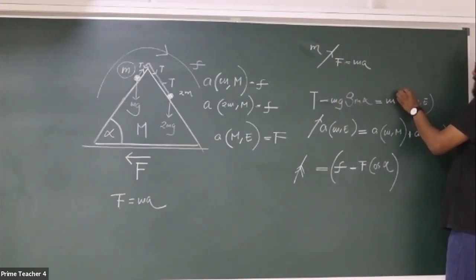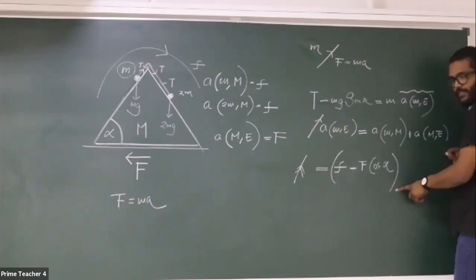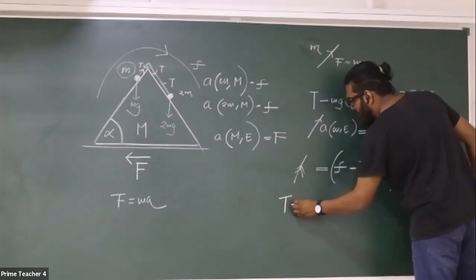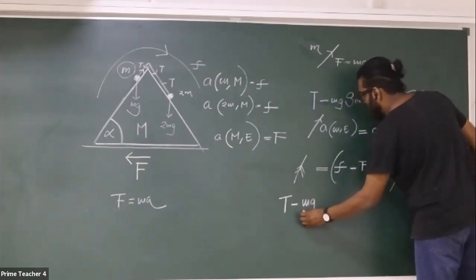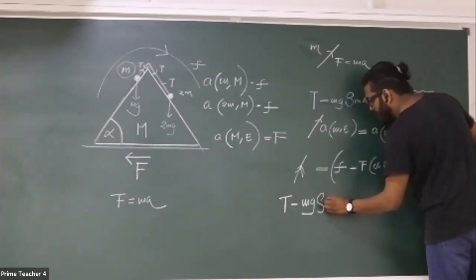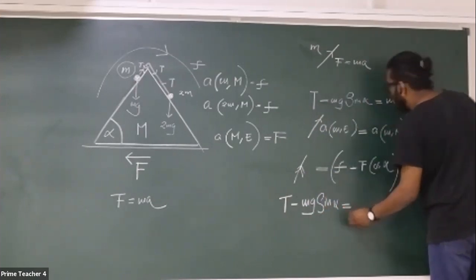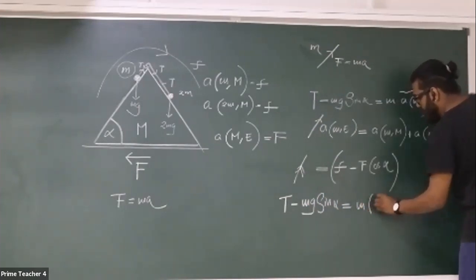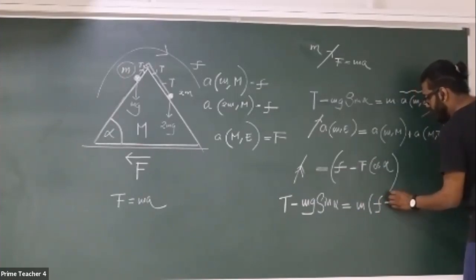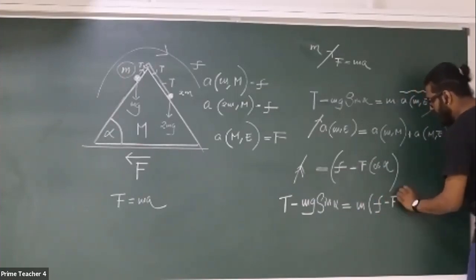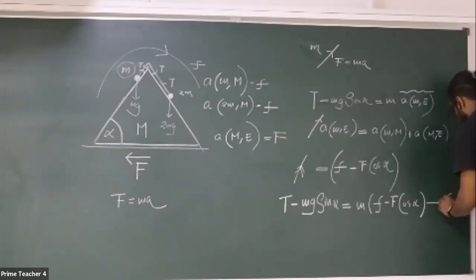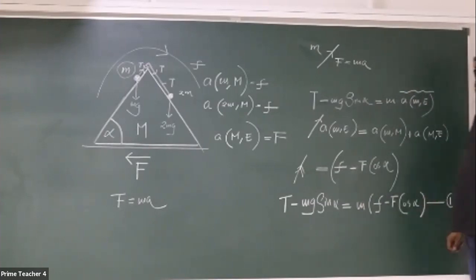So now we can replace this acceleration of m relative to earth by this result, isn't it? So I'm going to get something like T minus mg sin alpha is equal to m times (f minus f cos alpha). Let's call this equation number 1.